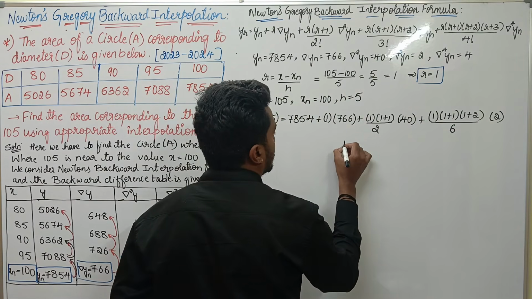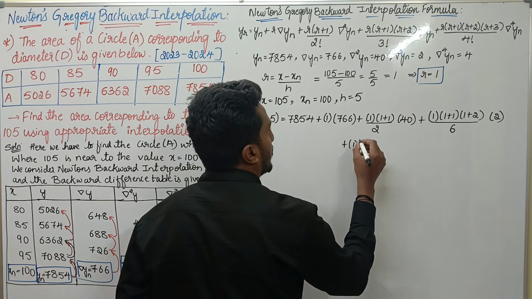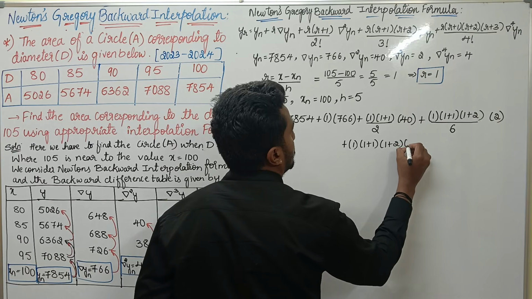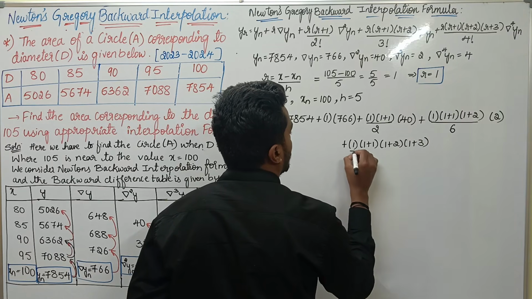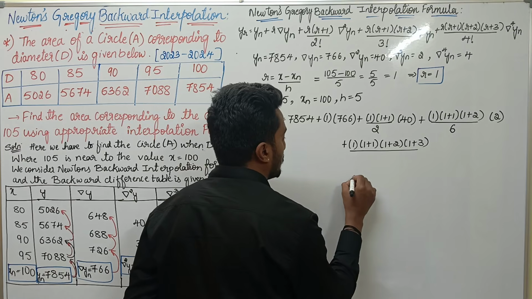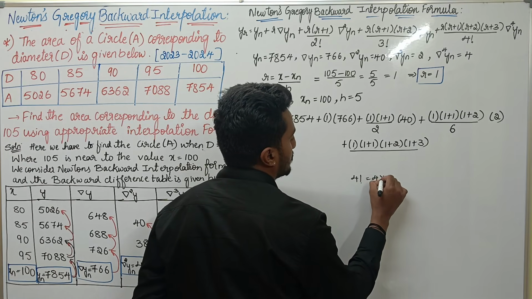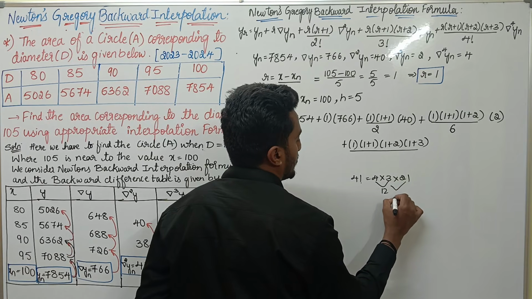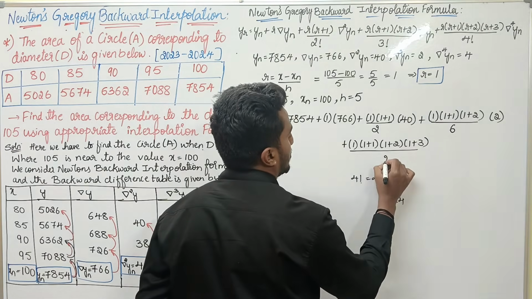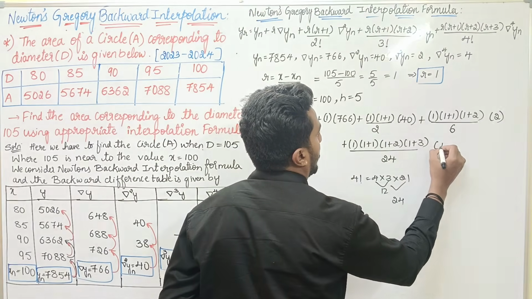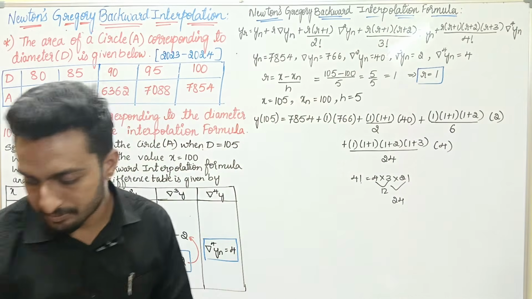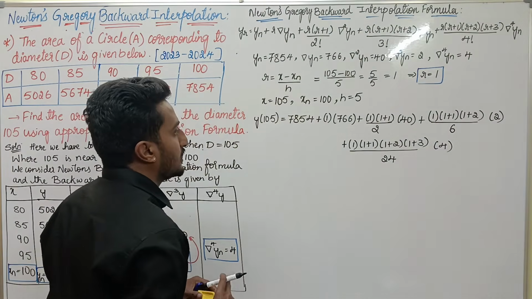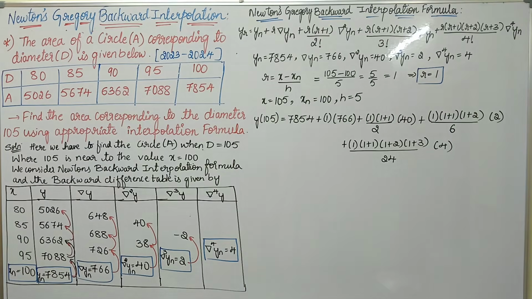The last term has r, that is 1, into 1 plus 1 into 1 plus 2 into 1 plus 3 divided by 4 factorial. 4 factorial is given by 4 into 3 into 2 into 1. 4 threes are 12, 12 twos are 24. That is 24 into 4. Now let us use the calculator and simplify the values.